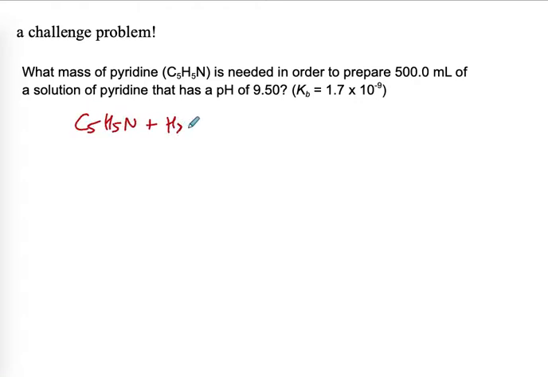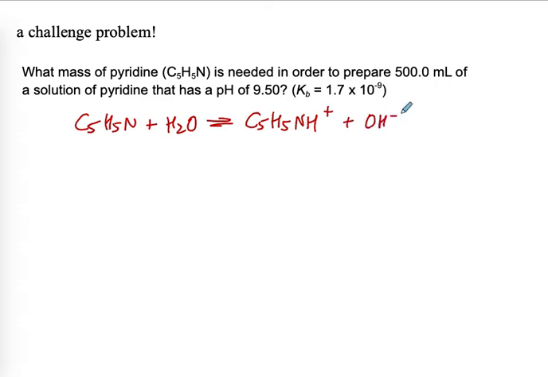Pyridine reacts with water to form the pyridinium ion. I write the conjugate acid as C5H5NH plus to indicate that the hydrogen ion that's being removed from water associates with the nitrogen. If you wrote it as C5H6N plus, that would be fine, but this is a bit clearer as to what exactly is going on.